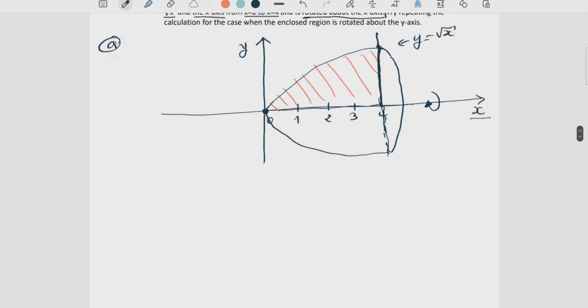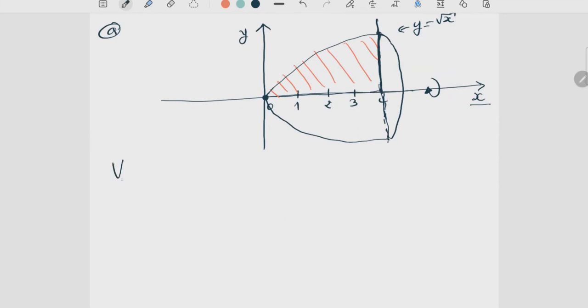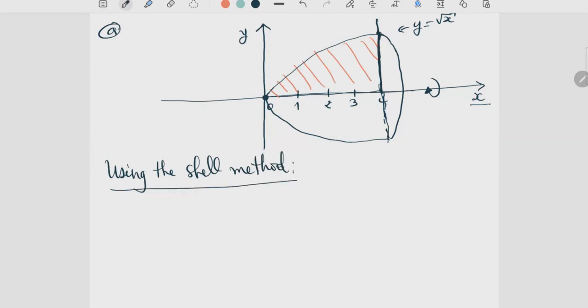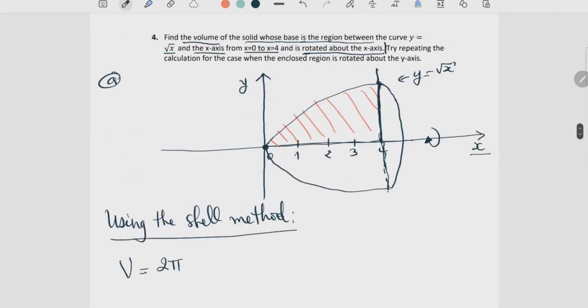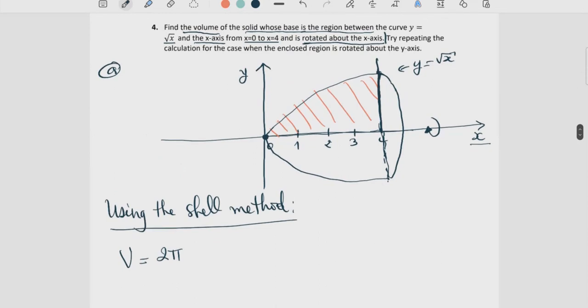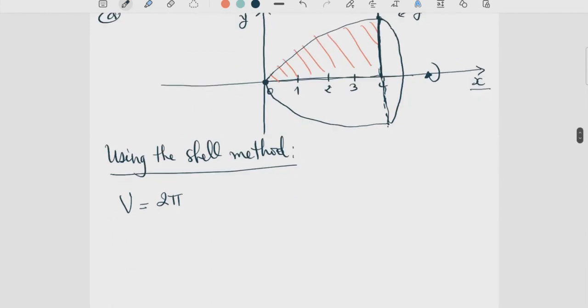So using the cylindrical shell method, we know that for a case where you are rotating about the x-axis, the volume, let me just write it down. So using the shell method, you have that the volume of that solid, when it's rotated about the x-axis, is given to us as 2 pi multiplied by the integral from a to b of y multiplied by x of y, so your function must be x of y, dy.